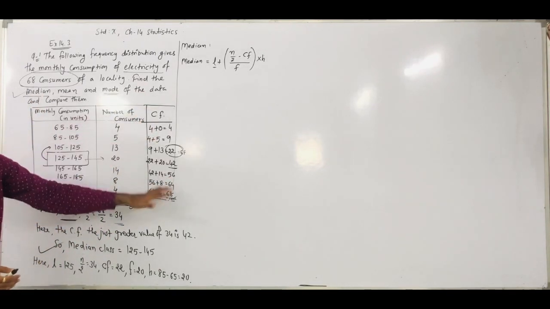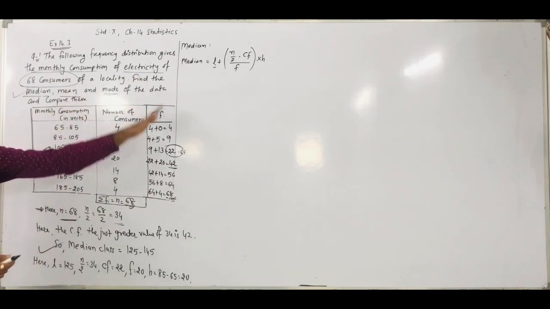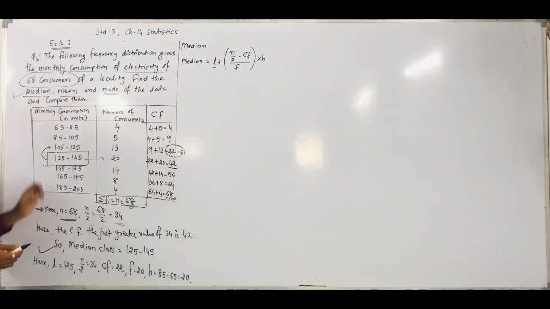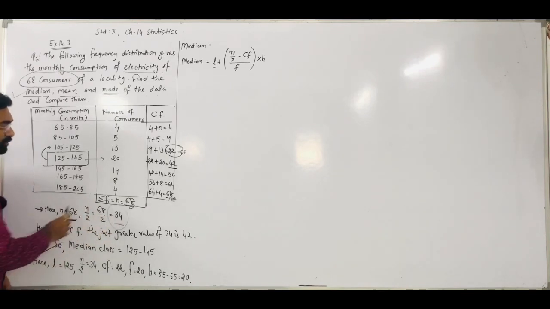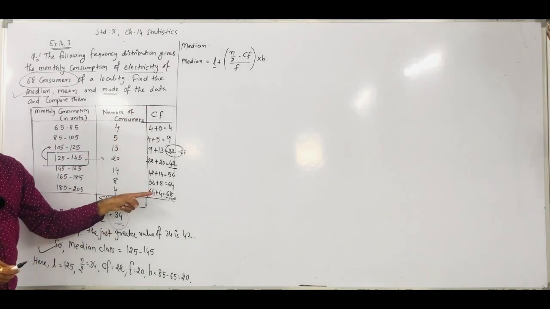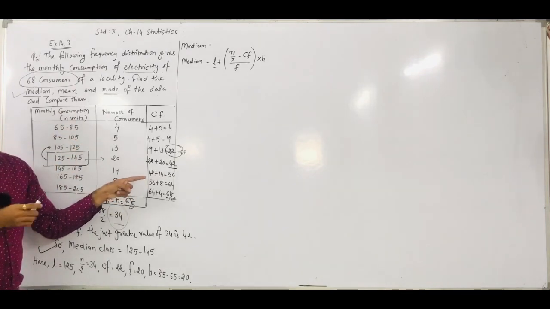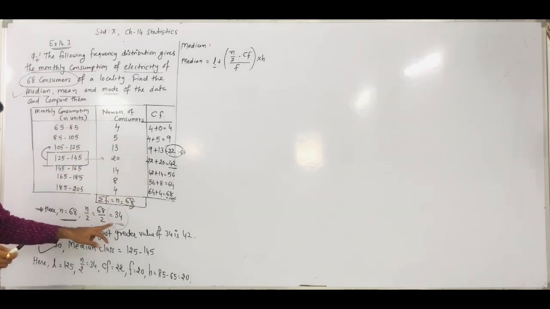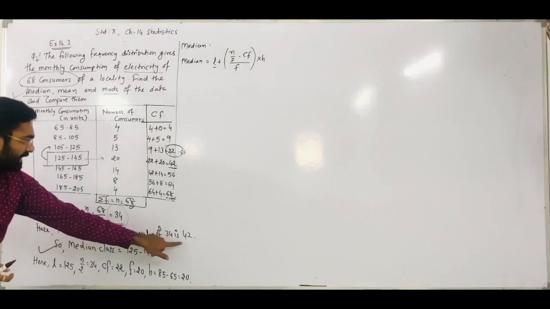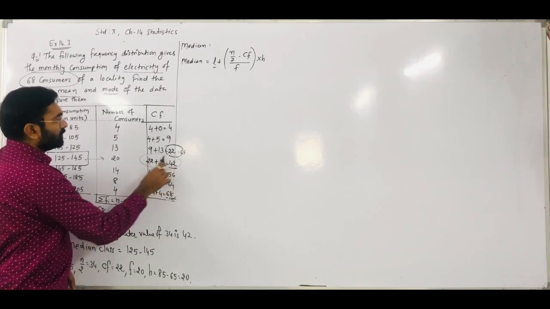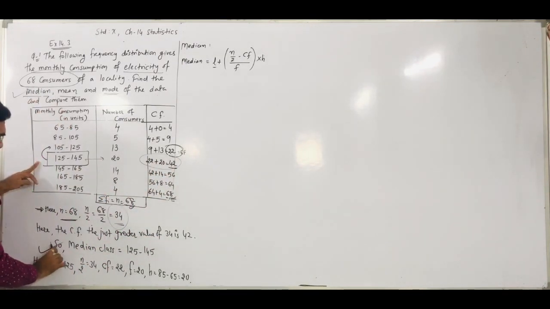After finding out the cumulative frequency, in this table we have to define the median class, and the median class is decided from n by 2. Right? So the n value here is 68, so n by 2 is 34. We have to check it in the cumulative frequency column. What is the value just greater than n by 2? So the value just greater than 34 is 42. So 42's corresponding class is called the median class.